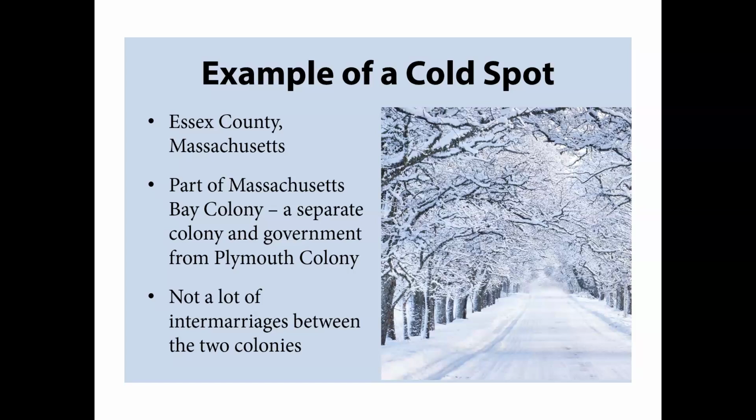Generally, as a cold spot, one example is Essex County, Massachusetts. That was because Massachusetts Bay Colony was a completely separate colony and government from Plymouth Colony, and you don't find a lot of interaction between the two. Now, there can be some exceptions that you might find, but for the most part, you generally are not going to find a Mayflower ancestor in Essex County if you have ancestors going back that far. So that is one cold spot example.